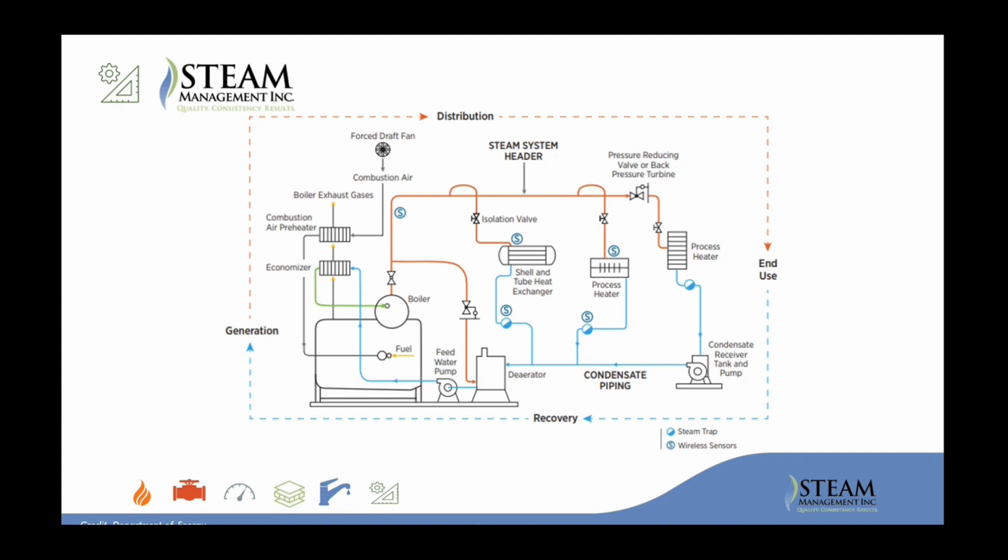Generation is your equipment or opportunities in your boiler house. Distribution is your steam distribution piping. End use are your steam users and your steam consumers. And then recovery is your condensate piping and collection tanks and pumps.